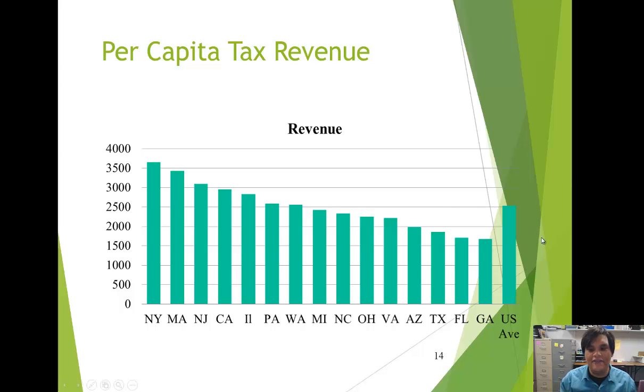The U.S. average over here on the far right, I'm not sure if you can see this, I apologize if my head is blocking it, but on average, throughout all the states in America, the per capita tax revenue is around $2,500 or $2,600. That's on average. So Texas is actually below average on how much taxes we pay here in Texas.